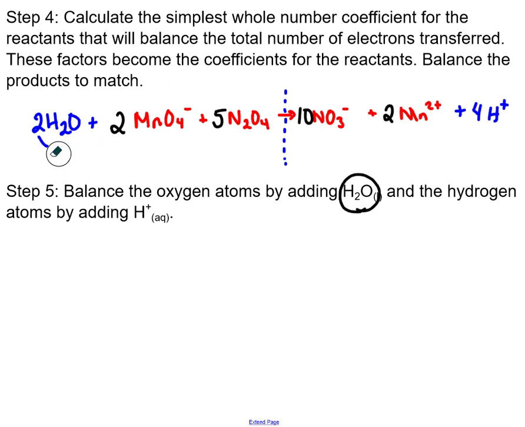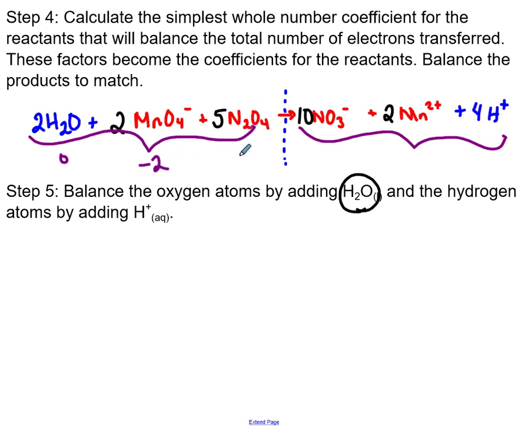I know all of the elements, there's the same number of elements on this side as there is on this side. But the last thing we have to do is balance our charges. We have to make sure our charges are balanced. Let's look at all the charges on the reactant side and all the charges on the product side. So 2 times 0 is 0. 2 times -1 is -2. 5 times 0 is 0. So the total charge on the left-hand side is -2.